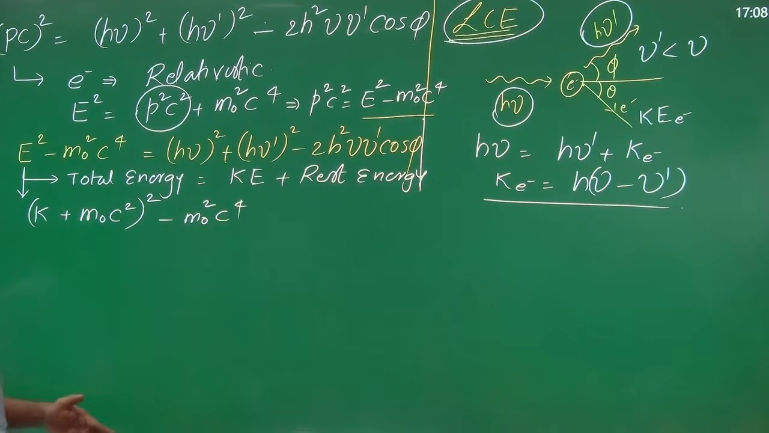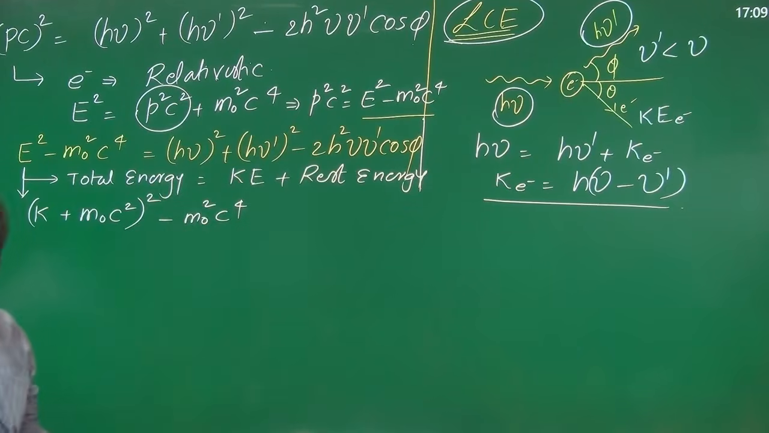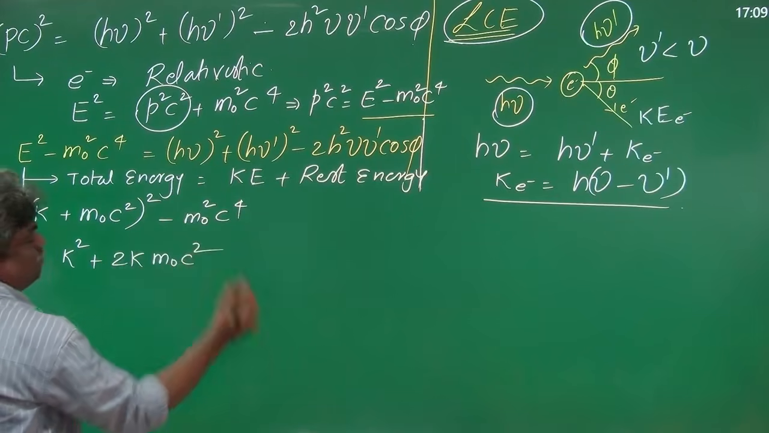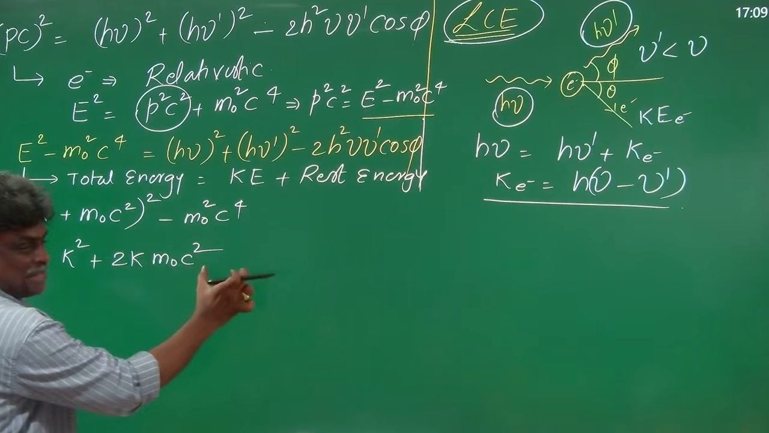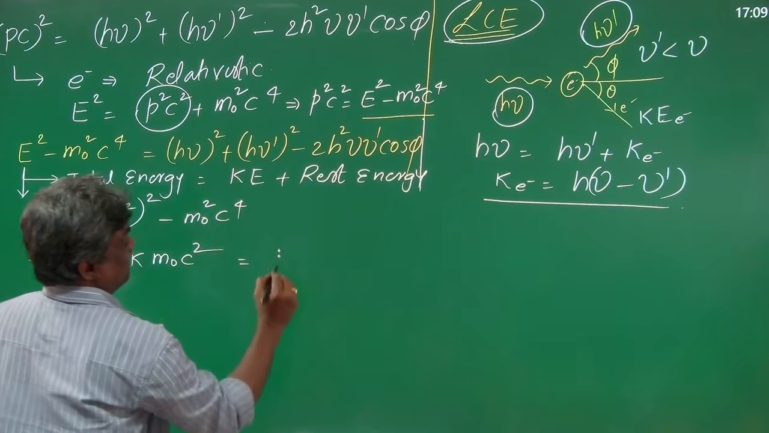First, let me simplify this, because it's a waste of time writing again and again. This is not a school, okay? First, let me simplify this. (a plus b) whole square is a square plus 2ab plus b square, and this term gets cancelled. Now I am writing.